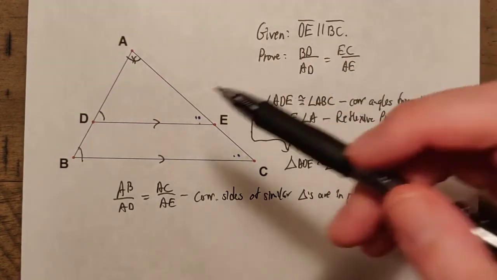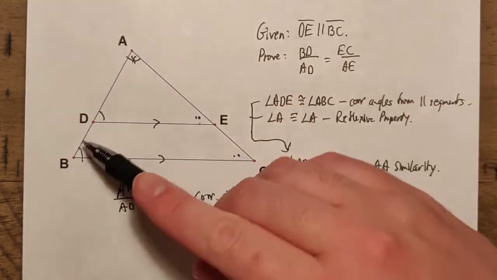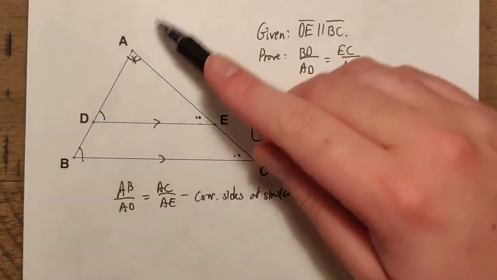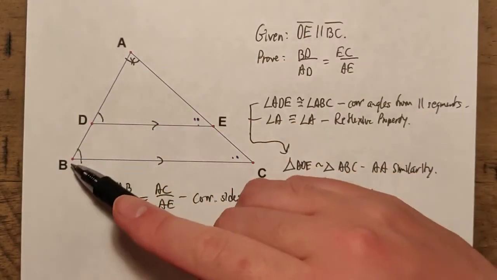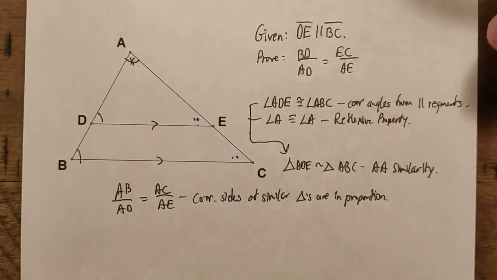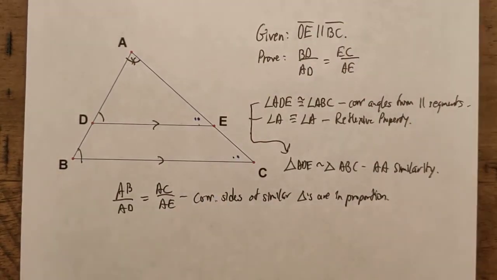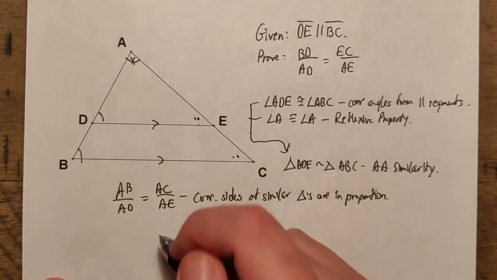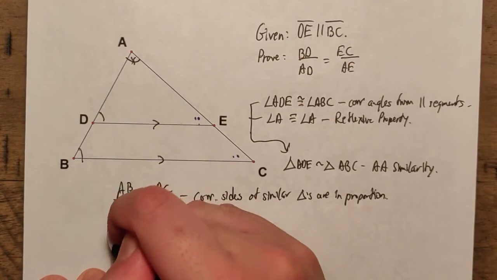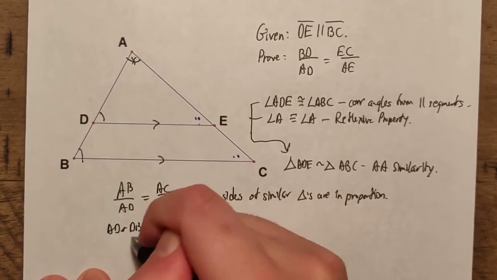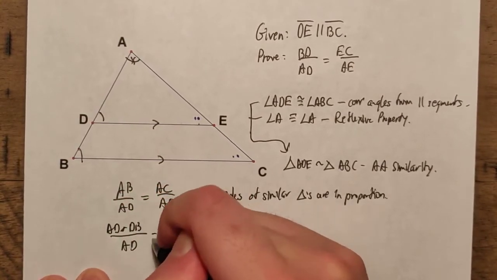Well, let's see. What relationship do we see between AB and DB? If you look at it, DB is a part of AB, right? So in essence, I can rewrite AB. That's really two segments added up together into one. So I can use the partition postulate and substitute this in, and I can call this AD plus DB, and I'll write this over AD.